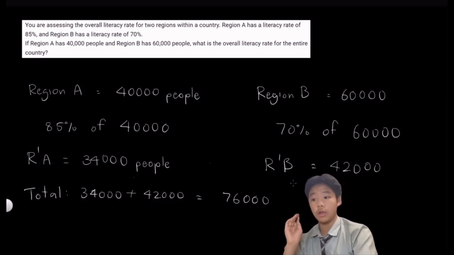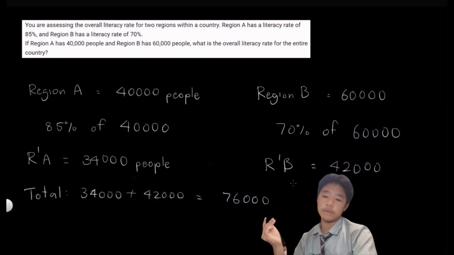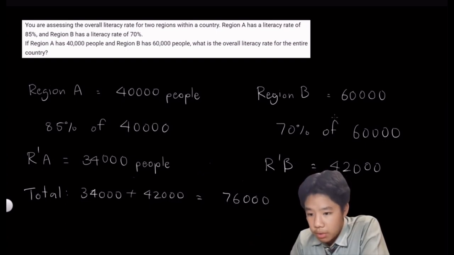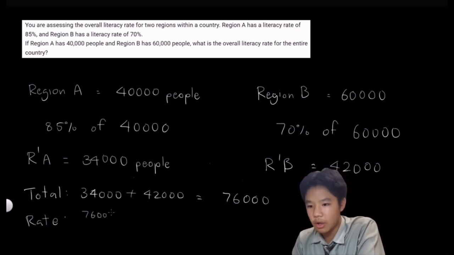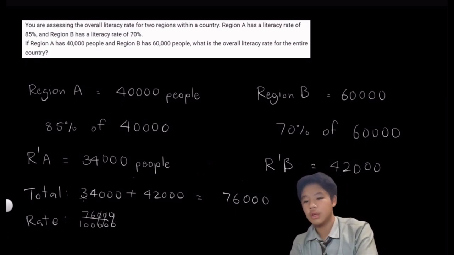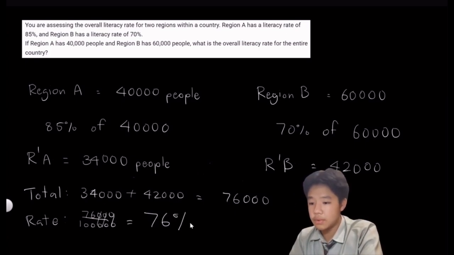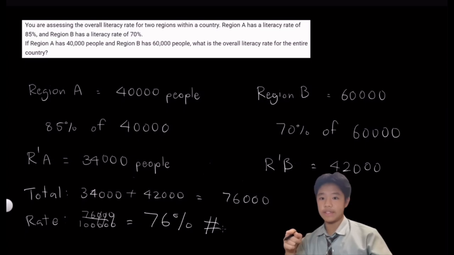But we are not done because it asks for the literacy rate. You can also do this in percentage. So right now the number that we have is 76,000 over 100,000, which might seem like a lot until you realize that you can just get rid of all the zeros, and now we have 76 over 100, which is equal to 76%. And that is the answer to this question.